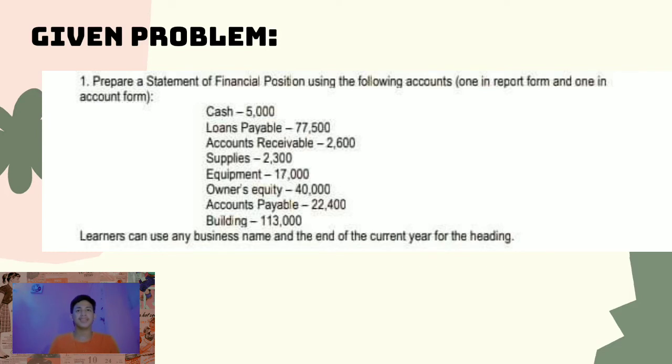Sure. Number 1. Prepare a statement of financial position using the following accounts, one in a report form and one in account form. Cash, 5,000. Loans payable, 77,500. Account receivable, 2,600. Supplies, 2,300. Equipment, 17,000. Owner's equity, 40,000. Account payable, 22,400. Building, 113,000. Thank you for that, Mr. Galliano. Let's now go on with the steps in preparing our SFP.